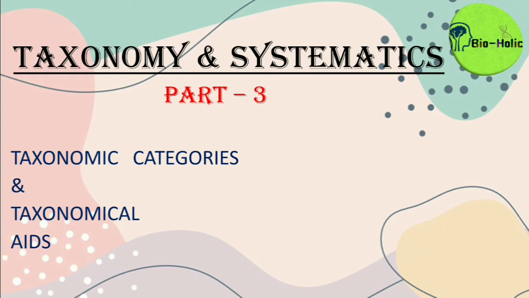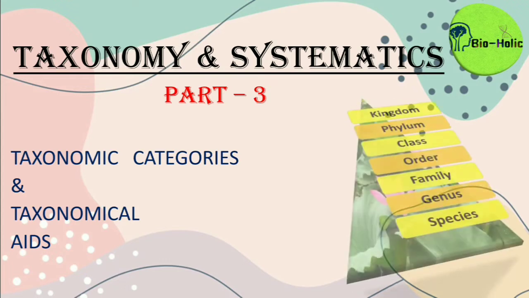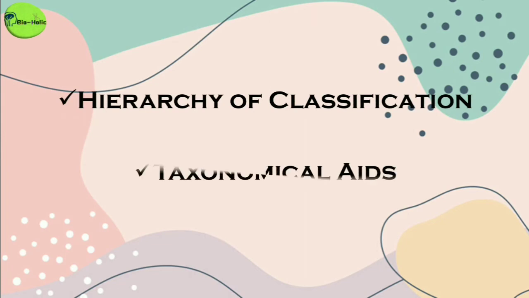In this particular video, I am going to talk about the third part of taxonomy and systematics, which is all about the taxonomic categories and the taxonomical aids. So let's begin. At first we are going to talk about the hierarchy of classification, and then we will move on to the taxonomical aids.